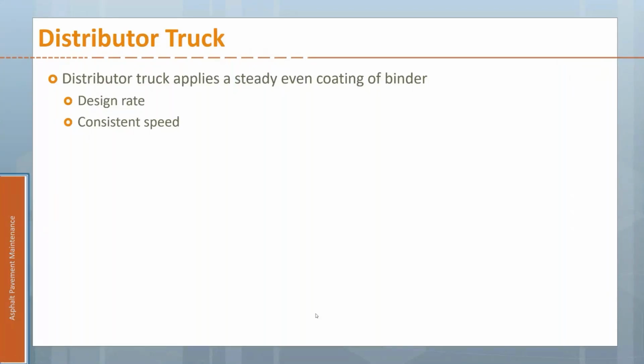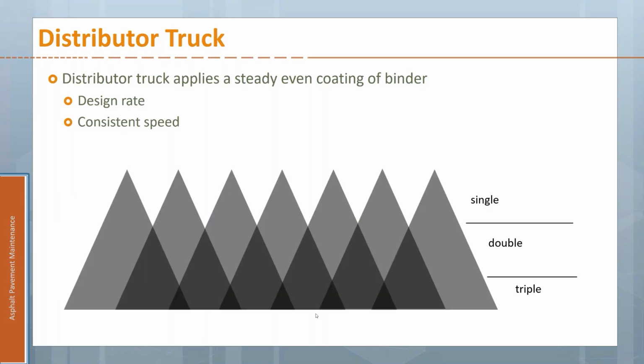The distributor truck has to apply that steady, even coating of binder, so check your design rate, and these rates will be quite a bit higher than what you would see for a fog seal because we're wanting more oil on the roadway. Make sure your truck drives at a consistent speed, because if you've got that spray bar set and you're speeding up and slowing down, some areas of the roadway will be getting more binder than others. And then we're still going to target that single, double, triple, where the bottom of each fan is actually seeing just a little bit of that triple overlap.